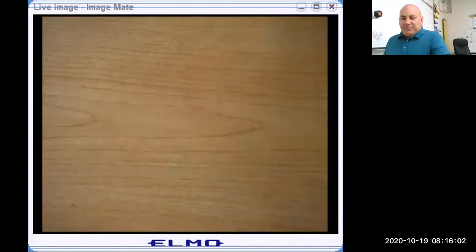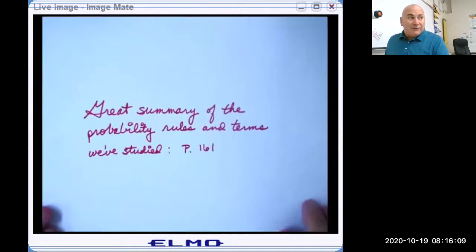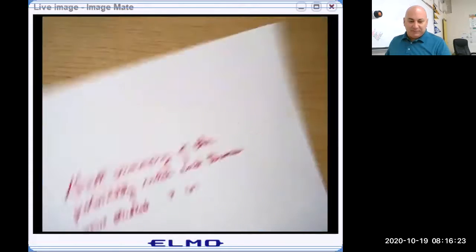All right, if all of this has been thrown at you pretty quickly, there's a great summary in our current textbook on page 161 about the multiplication rule and its simplification for independent events, and the addition rule and its simplification for mutually exclusive events.